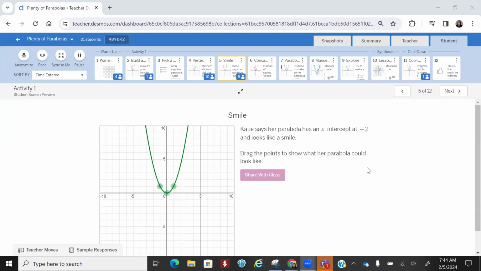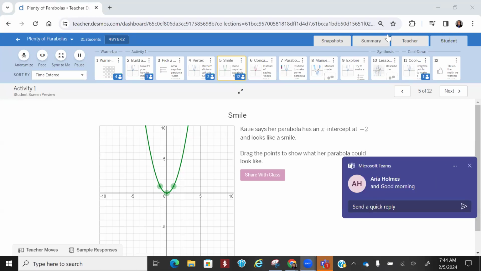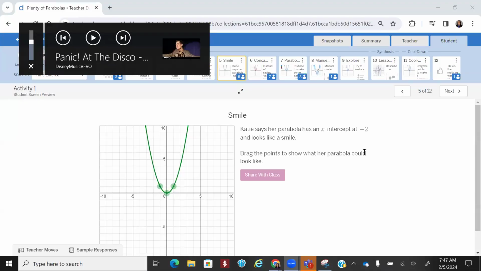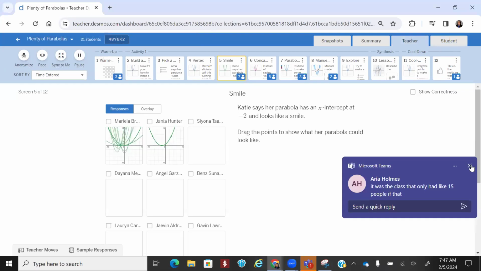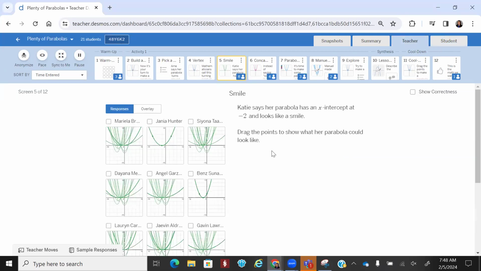Her parabola has an x-intercept at -2 and looks like a smile. Drag the points to show what her parabola could look like. Again, x-intercept is where it crosses the x-axis. So take a moment and try that one. Katie says her parabola has an x-intercept of -2. Let's look at what you put. Nice. As long as it crossed the x-axis at -2, then you were good.